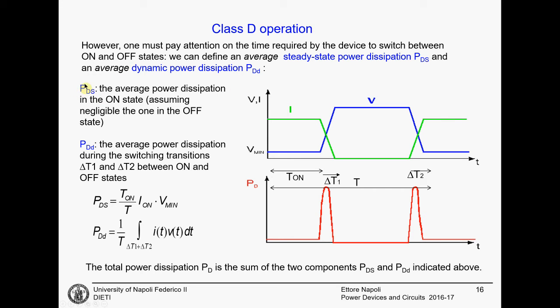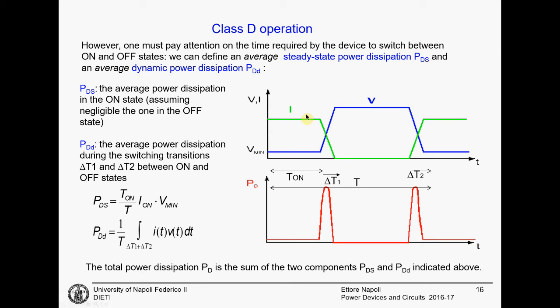We will name PDS the average static power dissipation, let's say in the on state, because we will assume that the off state power dissipation is negligible. And PDD, with capital D and lowercase d for dynamic, is the power dissipation during the switching. During the switching, the power dissipation is not easily calculated because it will depend on the current and voltage waveforms during the switching. This will depend on the devices, this will depend on the circuit, however.